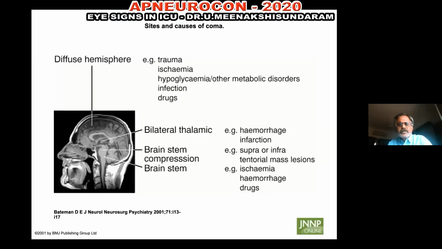The different causes of coma. You know that when there is coma, there is going to be involvement of the ARAS. There could be a diffuse hemispheric lesion like trauma, ischemia, hypoglycemia, infection, or drugs. That could be bilateral thalamic, as can happen with hemorrhage, especially a venous infarction, the deep venous thrombosis, a brainstem compression, supra or infratentorial mass lesions, or the brainstem itself getting affected: ischemia, hemorrhage, or drugs. Please do read this 2001 article by Bateman. It's a very good article for evaluation of patients with coma.